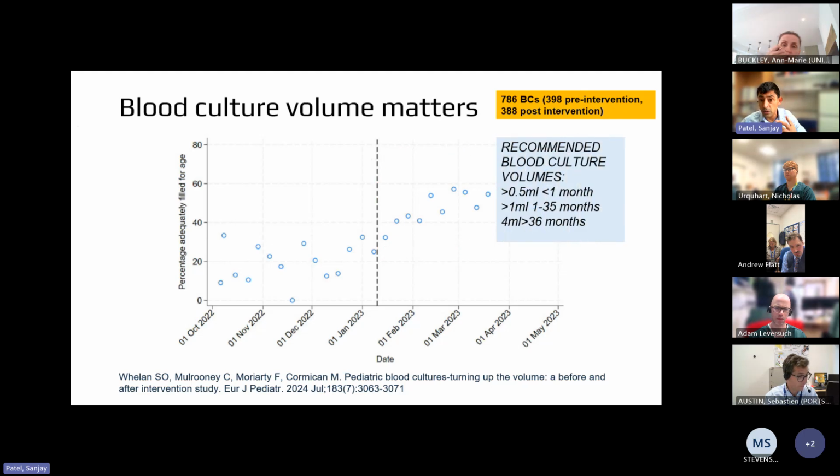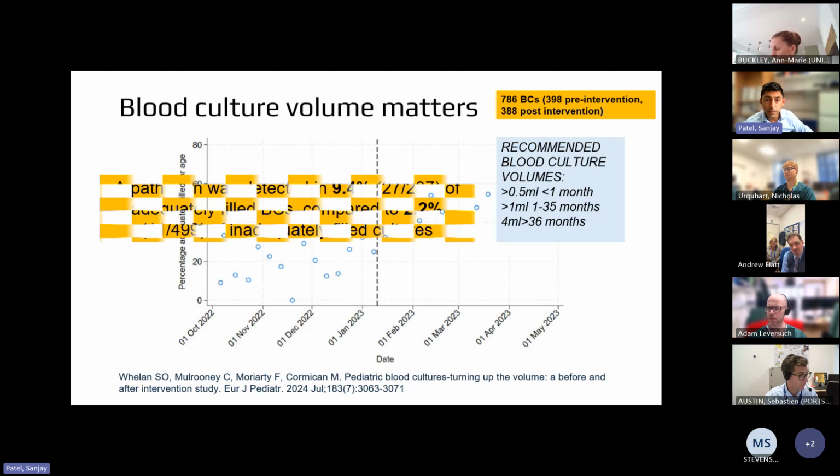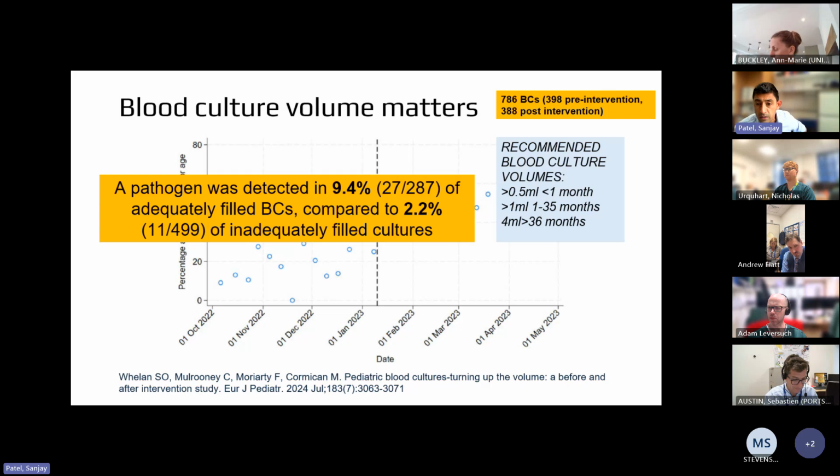And our recommendations are that, for our youngest babies, we recognise you're not going to get 4 mils on a prem baby on the neonatal unit. So we're trying to get half a mil. We're trying to get 4 mils in babies over 3 years of age, and something in between for children in between those two age bands. And that's because the yield from blood cultures is proportional to the amount of blood in the blood culture bottle.